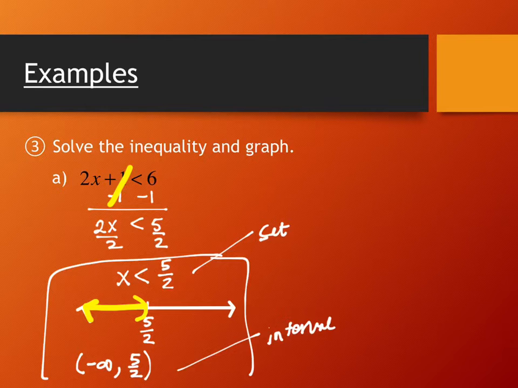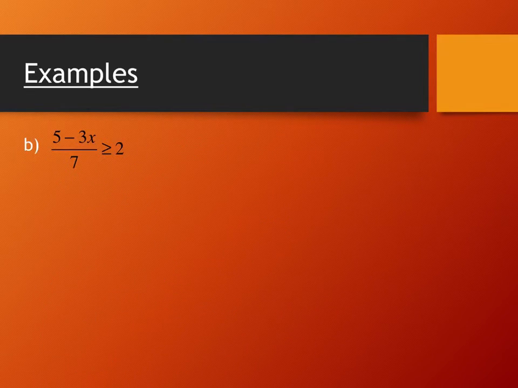Okay, let's try another one. Same direction sets. We've got 3 of them. This one actually has a fraction involved. I have 5 minus 3x over 7. So what would I do first as I solve this? Multiply by 7 would be most helpful, right? Let's get rid of that denominator. So that gives me 5 minus 3x on the left, because the 7's canceled, right? Is greater than or equal to 14.